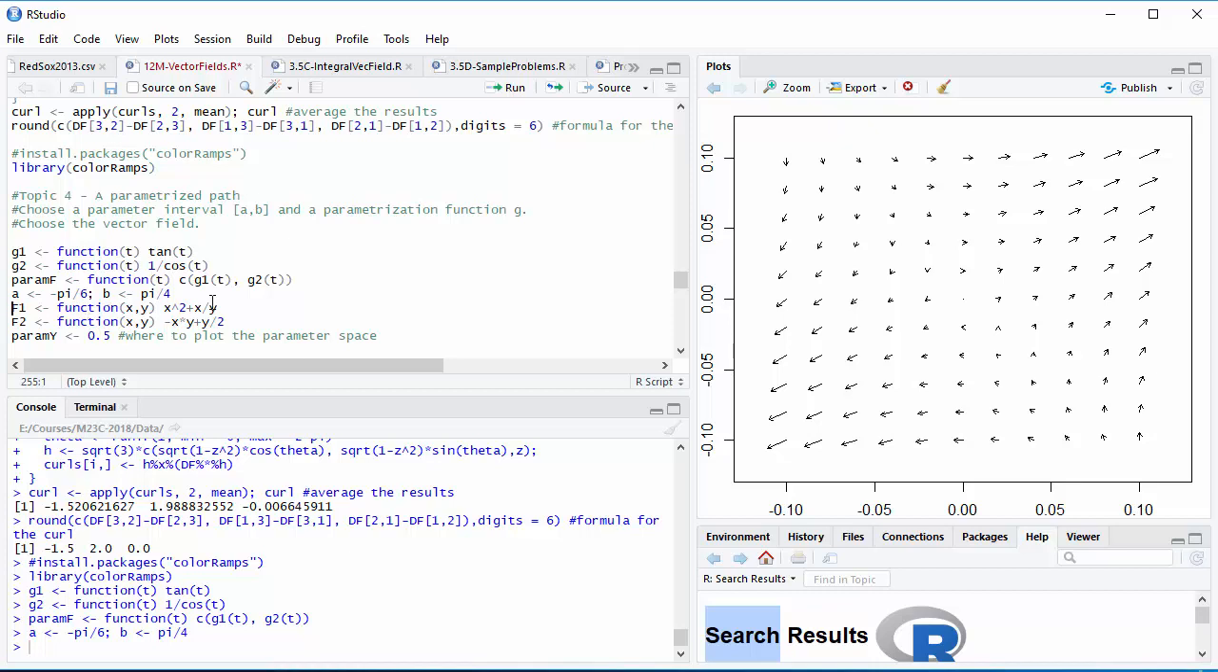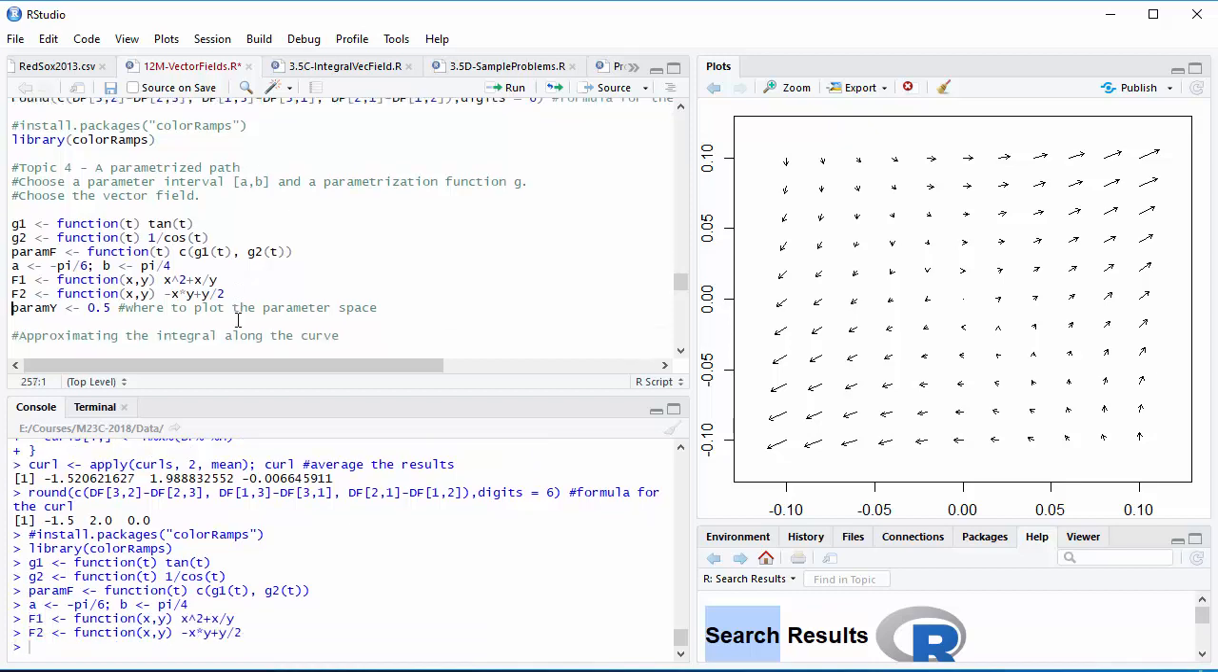Now I need a vector field. Any function of x and y will do. Since I'm staying away from 0, x squared plus x over y is safe, and minus xy plus 1/2 y is a reasonable choice for my second component. I want to plot the parameter space. I'm going to stick that down at minus 0.5.